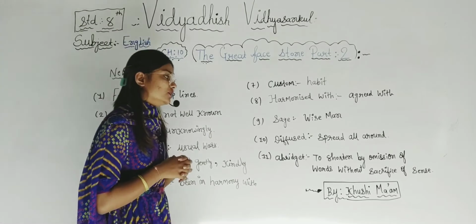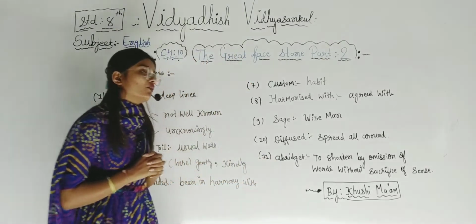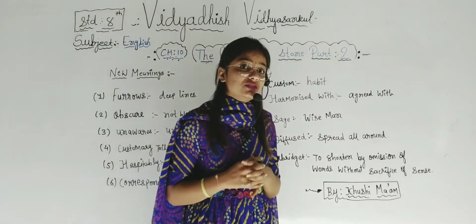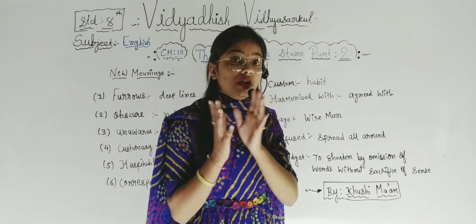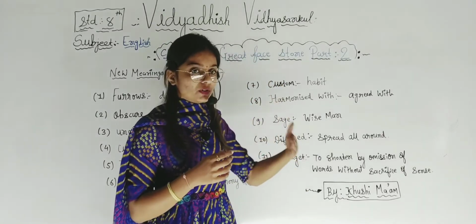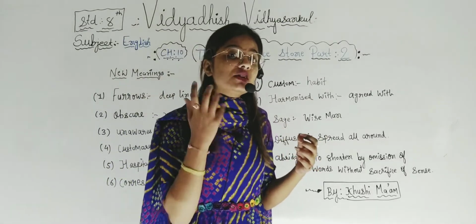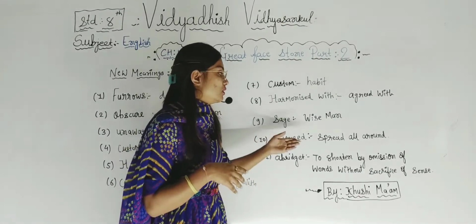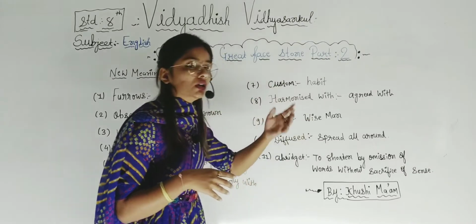Next we have diffused. Now what is the meaning of diffused? Diffused means spread all around. Here it means spread all over the valley, right? We already learned in our previous chapter that rumors spread all over the valleys. Which rumors? Rumors about Gathergold, right? So here it is like that, okay? Wise men or the rumors spread all around the valleys.